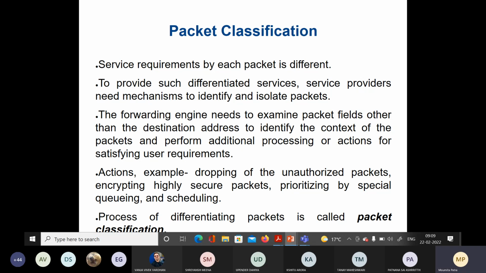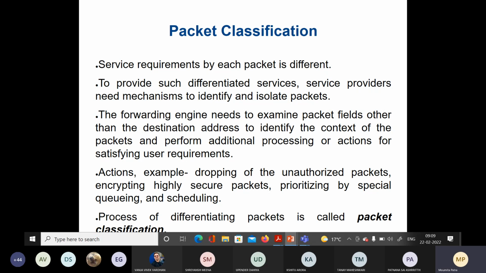Okay, now some example actions that we can think of are that you can drop unauthorized packets. So first you need to do an authorization. You need to check whether the packet is actually an authorized packet or not. If not, then you can drop the packet. Or if a packet is supposed to be a highly secure packet, then you may need to encrypt that packet.